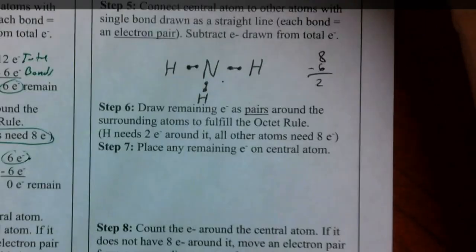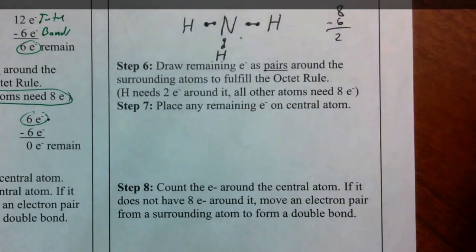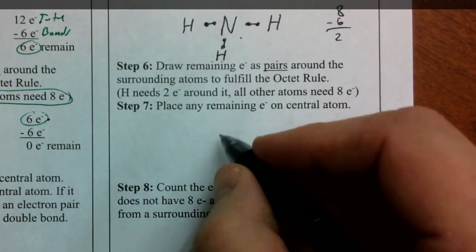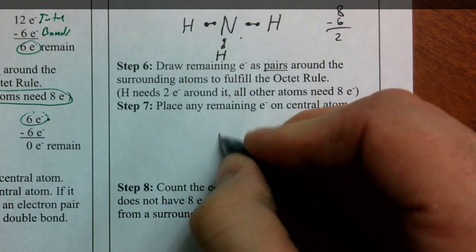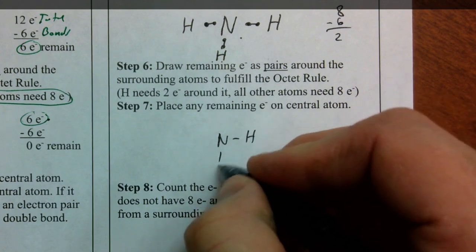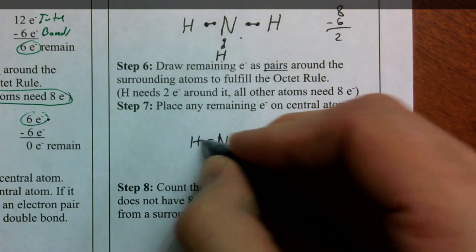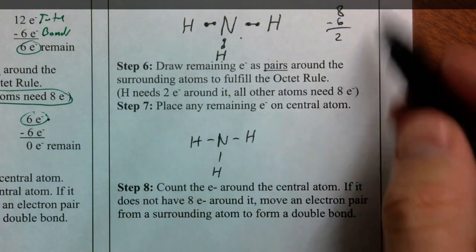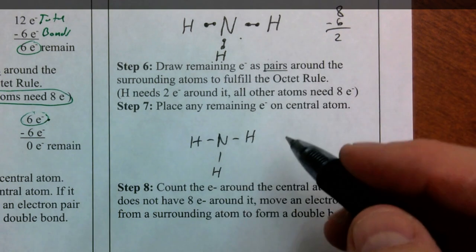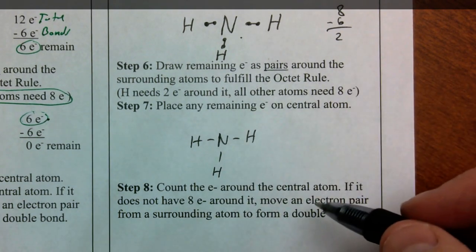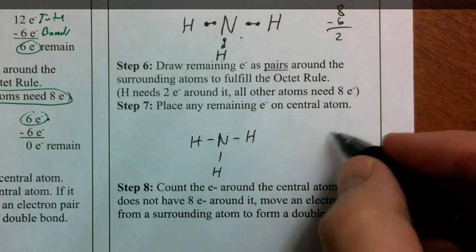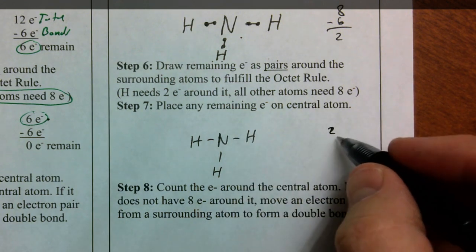Let's go ahead and move down to step 7. And I'm going to go nitrogen, hydrogen, hydrogen, hydrogen. Guys, as we move forward, we're really breaking this down into individual steps, but we're going to combine some of these steps so it goes a little faster. Okay, so I have 2 electrons I have to place, 1 pair.